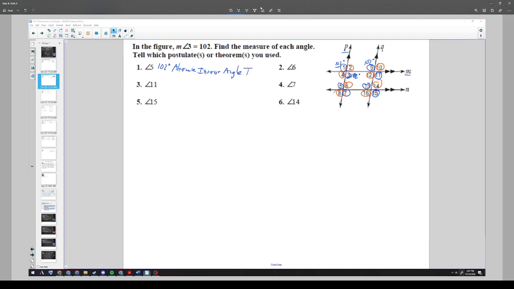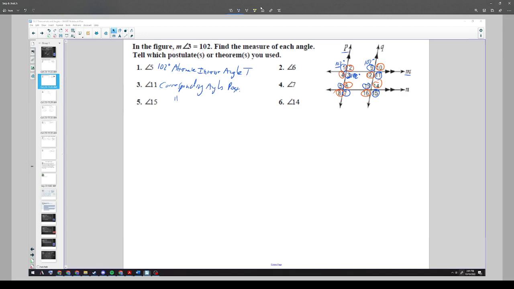Number 11, as far as number 3 is concerned, is a corresponding angle. So again, if P and Q are the 2 parallel lines and M is the transversal, we're looking at these 2 intersections. 3 and 11 are corresponding. So that's the corresponding angles postulate. Number 15, 11 and 15 are corresponding, so same reasoning. Those are both going to be 102.